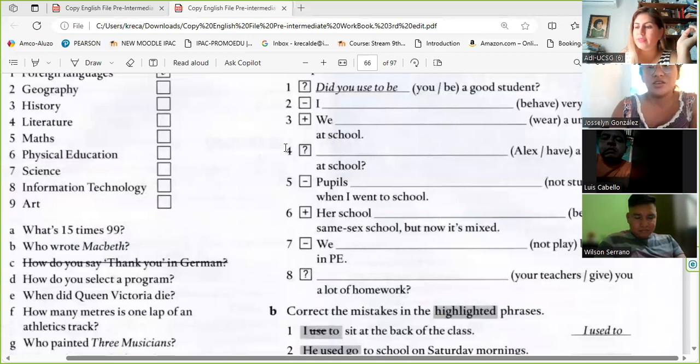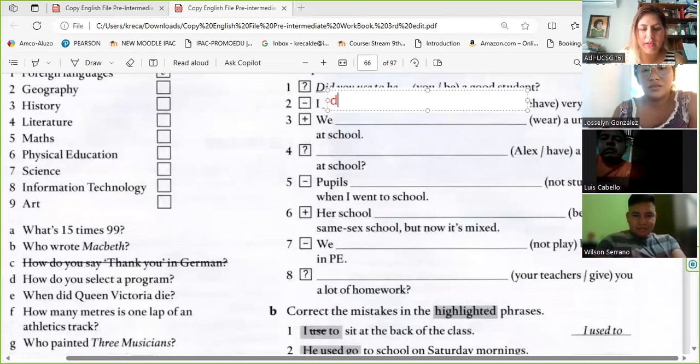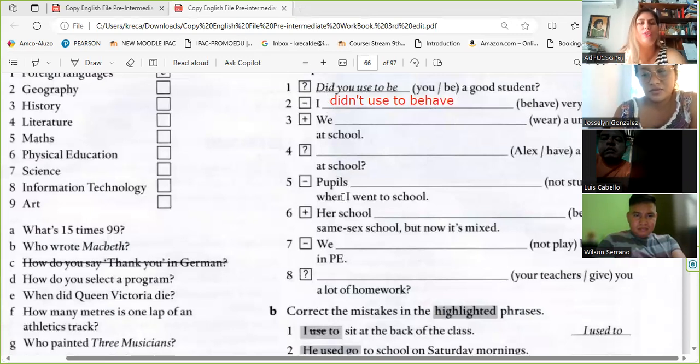Come on, Jocelyn, you can do it. We saw that yesterday. We use I didn't used to. And the verb, what is the verb here? Behave. Behave, good, okay? You can do it, you see? Never give up. I didn't, then the used to is in present, and then the verb: I didn't used to behave. Good, thank you, Jocelyn.